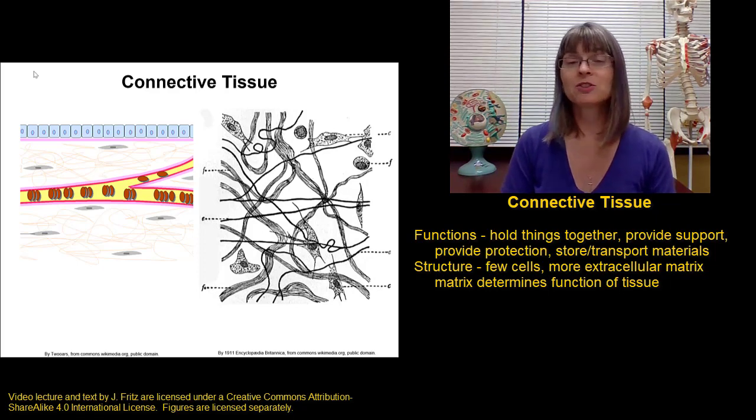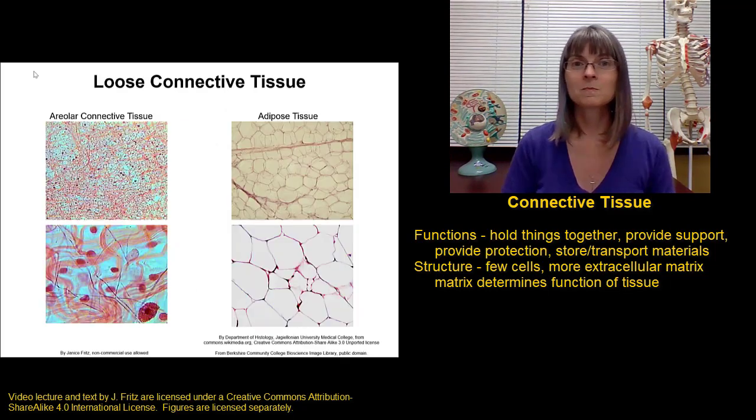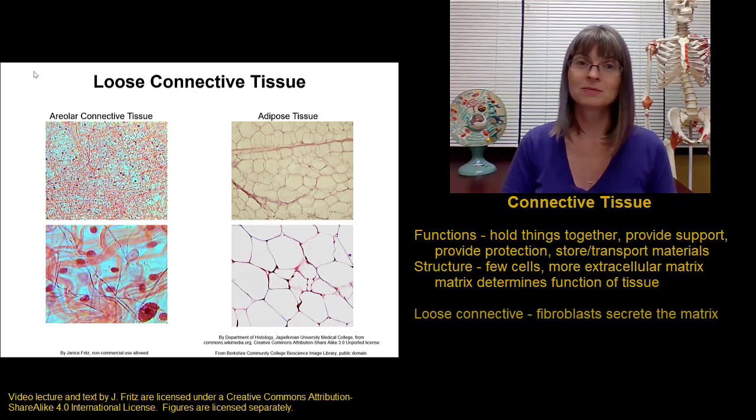And the main function of the tissue depends on the features of the extracellular matrix. For each of the types of connective tissues we look at, we're going to take a look at what cells are present and what the features of the extracellular matrix are and how that contributes to the function of the tissue. One type of connective tissue is loose connective tissue.